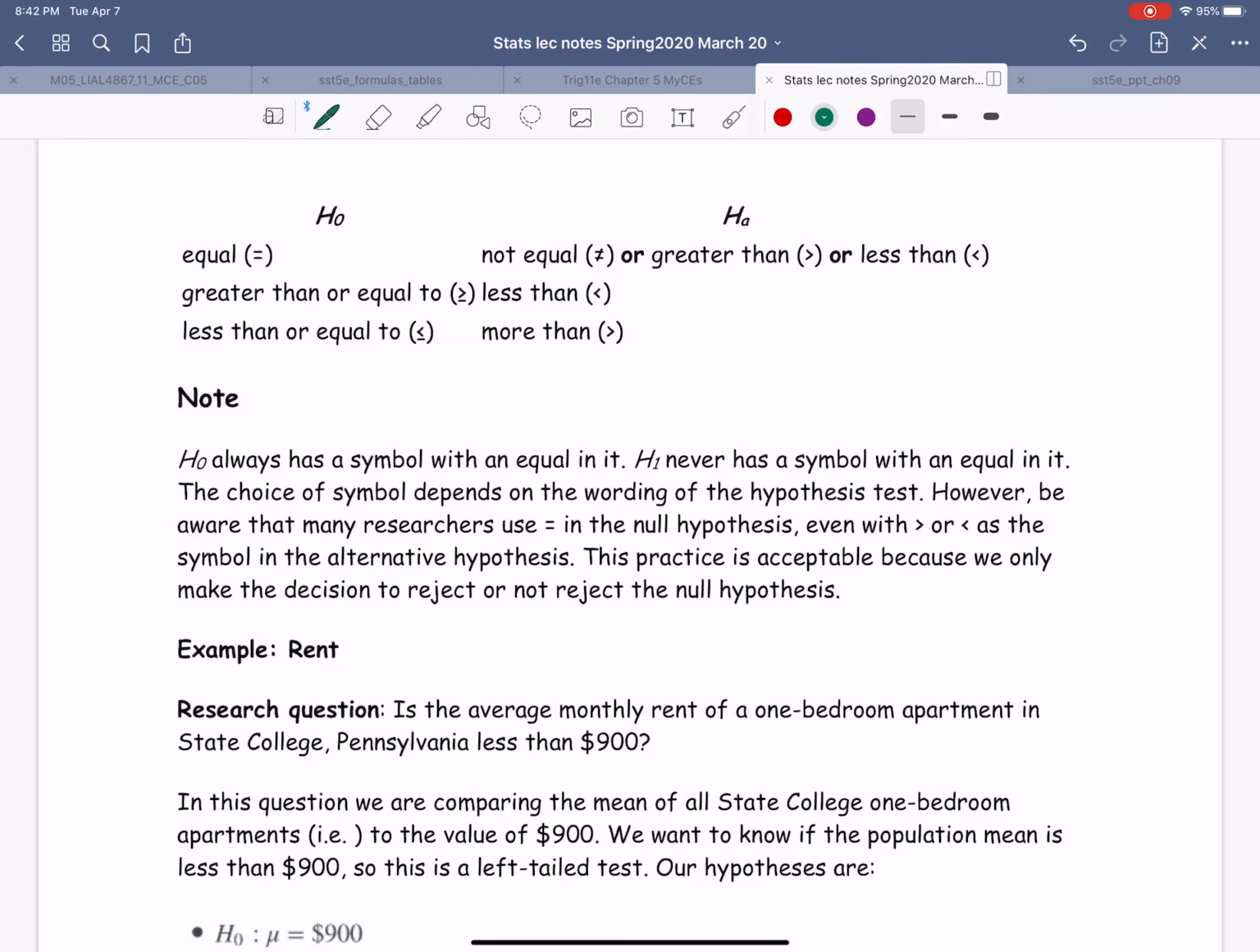H0 always has an equal sign, greater than or equal sign, or less than or equal sign. HA, this is really important to keep in mind: if H0 has equal sign, HA will be not equal to. If H0 has greater than or equal to, HA or alternative hypothesis will be less than sign. If H0 is less than or equal to sign, HA will be greater than. Again, keep in mind, H0 always has the equal sign in it. It could be equal sign, greater than or equal to, or less than or equal to.